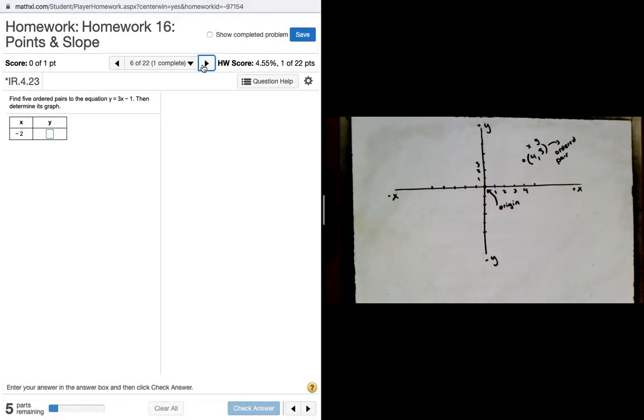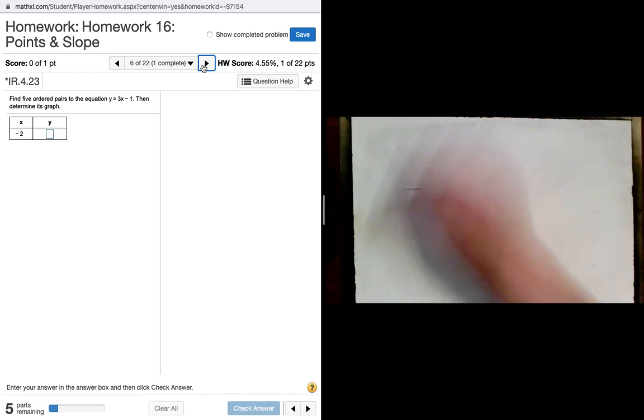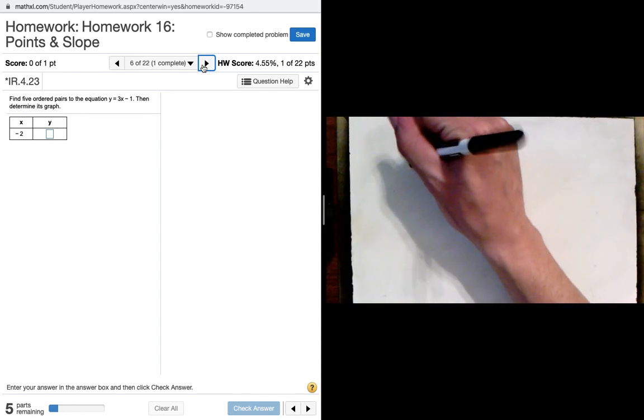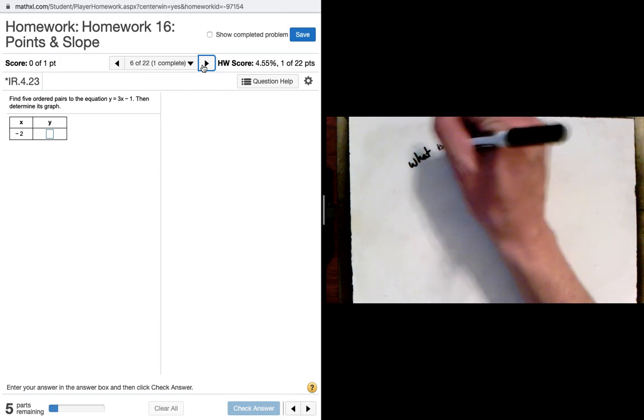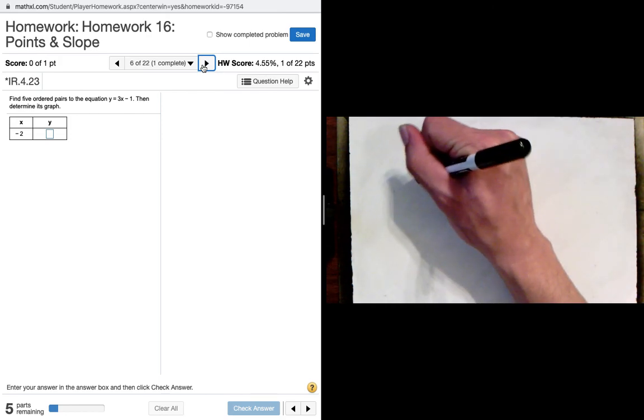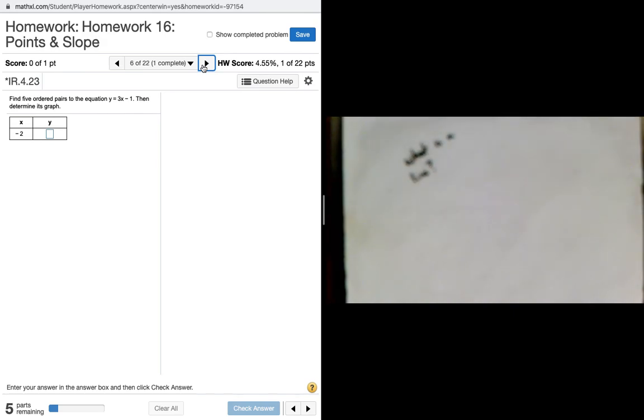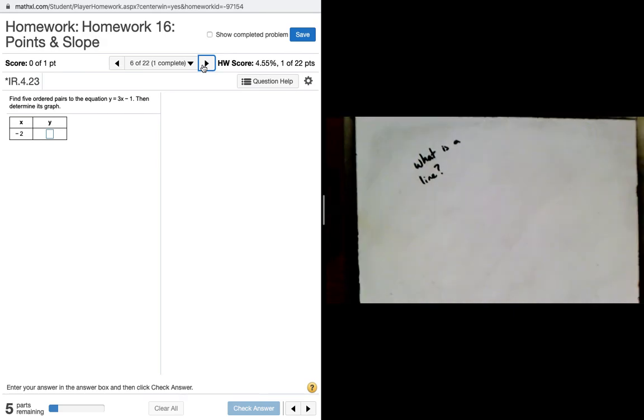So that's all about points. Now we can start talking about the idea of lines. So what is a line? A line is a collection of points.